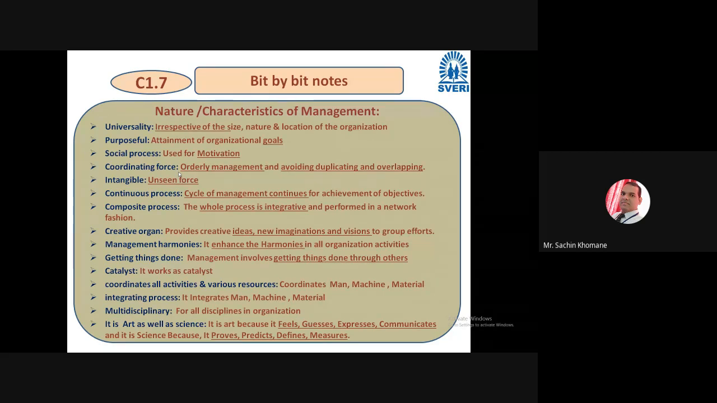Then next one is that it coordinates all activities and various resources. Management coordinates all activities and various resources. What does it coordinate? Man, machine, material. Again, these are very important. Man, machine, material, even money also you can add there. Then integrating process. Management is an integrating process because it integrates all resources in the organization.